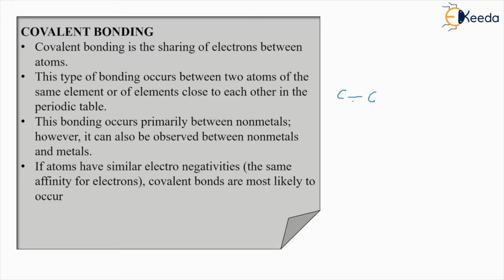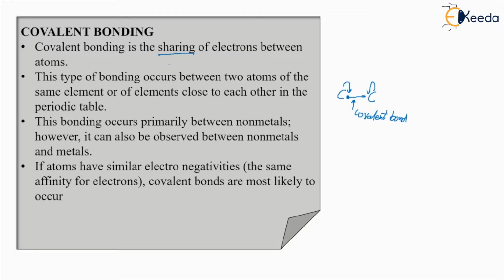In a carbon to carbon bond, this particular bond is known as a covalent bond and the bonding is known as covalent bonding. That means over here this particular carbon shares one electron. This other carbon will also share one electron, and eventually this sharing of electrons forms a bond which is known as a covalent bond. As you can see over here, covalent bonding is the sharing of electrons between atoms.